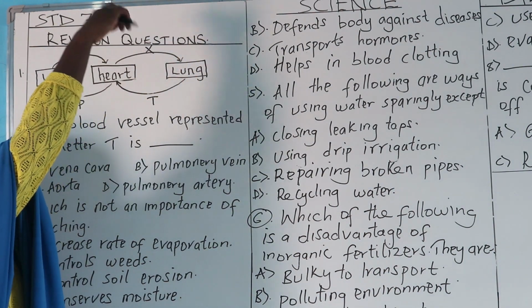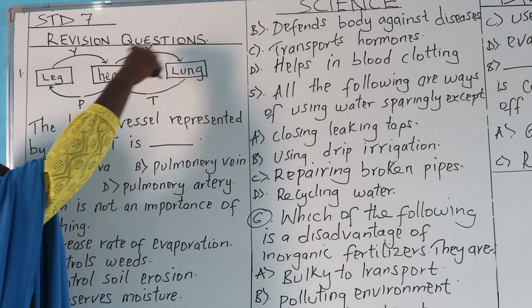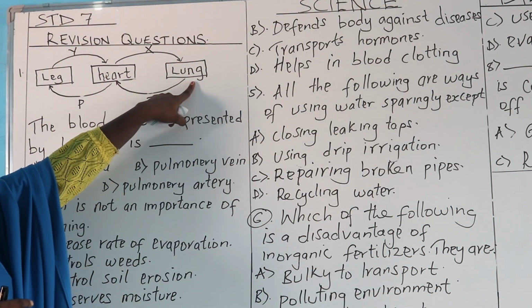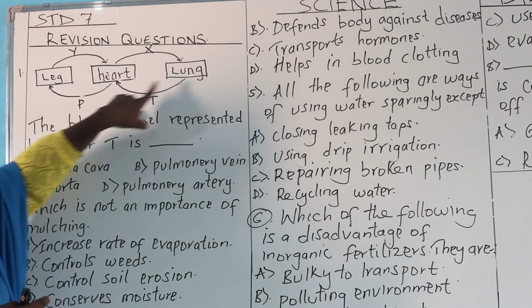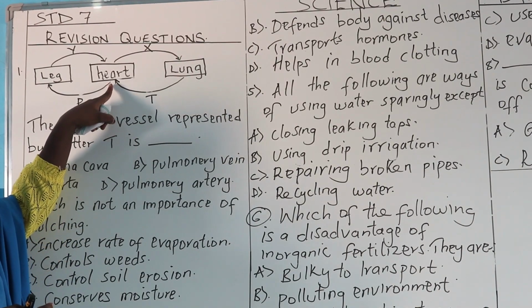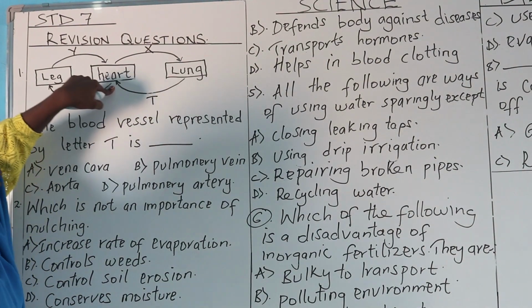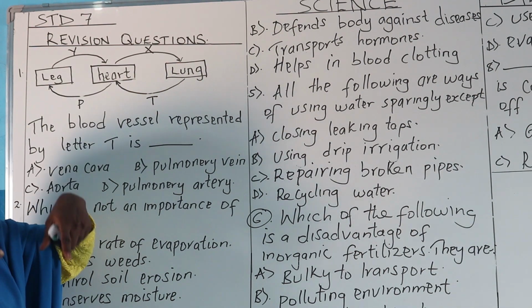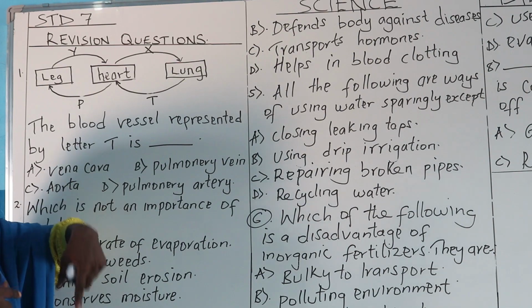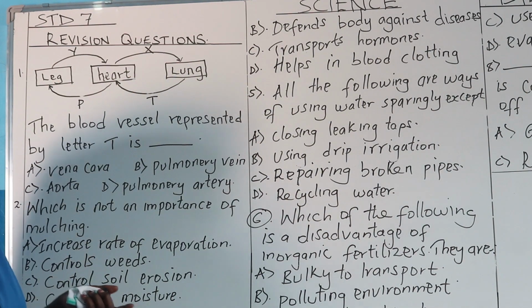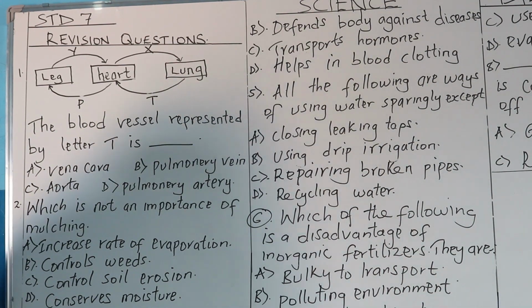So in this case, X is taking blood away from the heart to the lung. Then we have T is coming from the lung and the arrow is pointing to the heart. So the blood is coming from the lung to the heart. And we are looking for T. And we said blood vessels that bring blood to the heart, they are veins. We know vena cava is a main vein and it brings the blood into the heart. Another vein that brings the blood into the heart is only pulmonary vein. So automatically T is a pulmonary vein. Come and check the answers, you decide for yourself.